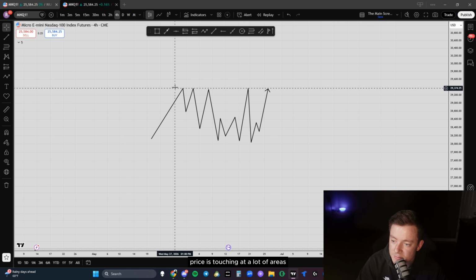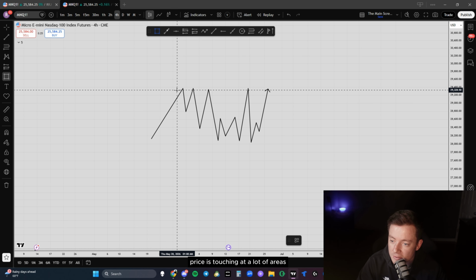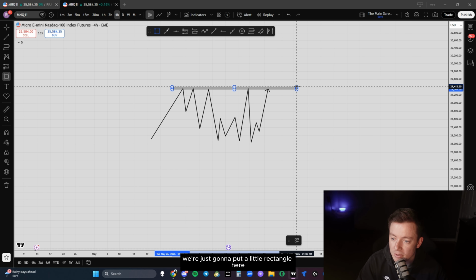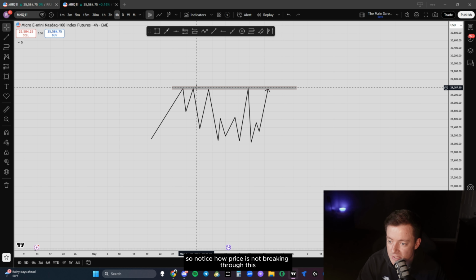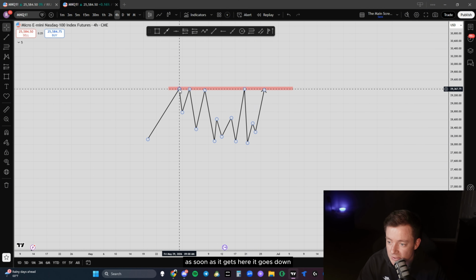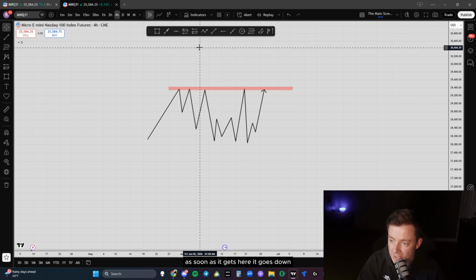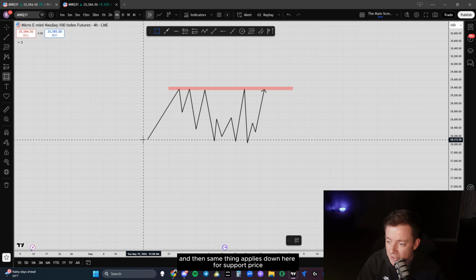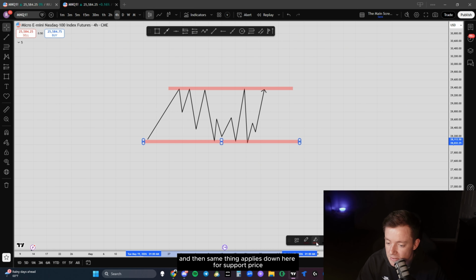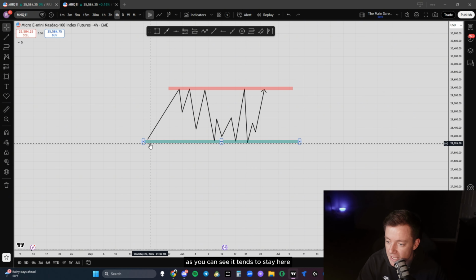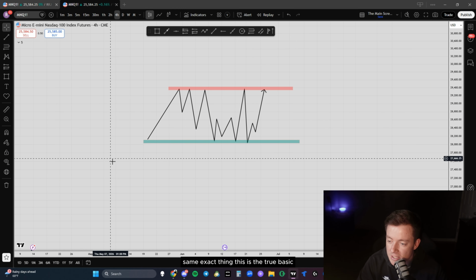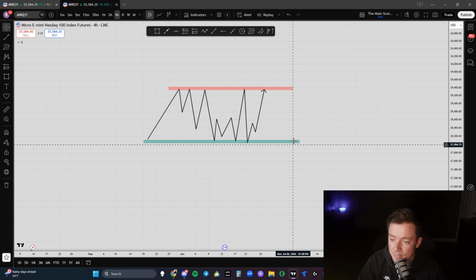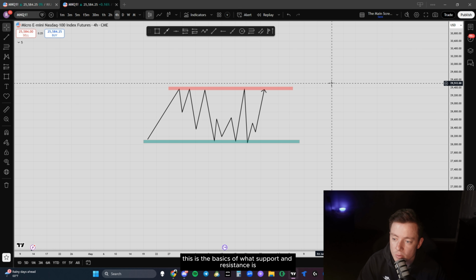Now, what you can see here is price is touching at a lot of areas. So this right here, we're just going to put a little rectangle here. This is what's going to be called your resistance. So notice how price is not breaking through this. It keeps rejecting at this level. As soon as it gets here, it goes down. As soon as it gets here, it goes down. And then same thing applies down here for support. Price, as you can see, it tends to stay here. And as soon as it comes down, it bounces up, comes back down a little, bounces up. Same exact thing. This is the true basics. This is the basics of what support and resistance is.